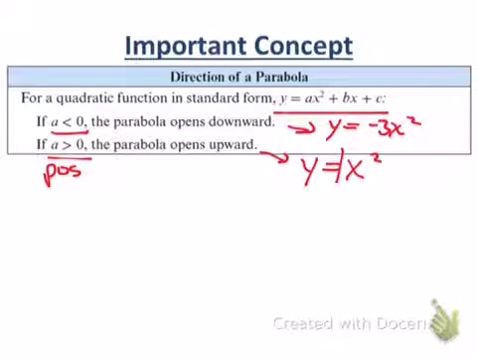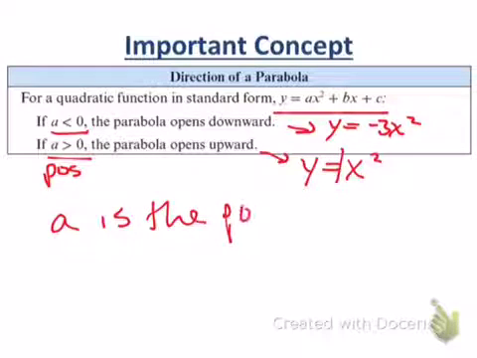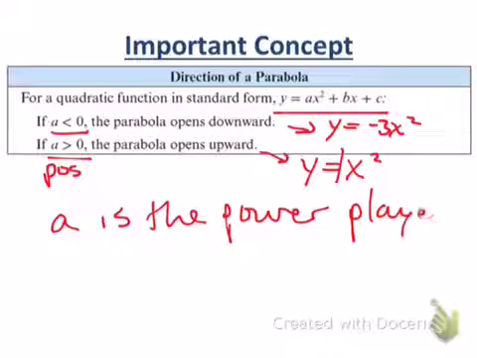So in a parabola, a is the power player, right? A is the power player. It's really determining the shape of the graph. The coefficient of the quadratic term determines the shape of the graph. It's very important. That linear term doesn't have a whole lot of effect on the graph at all because squares are more powerful than first degree terms.